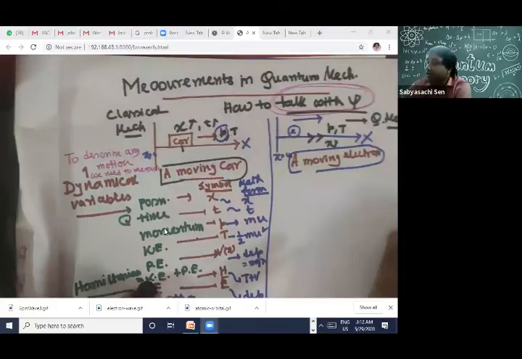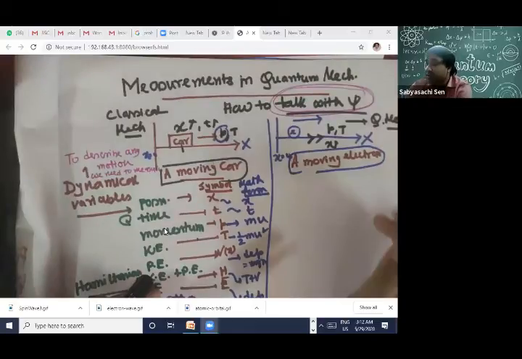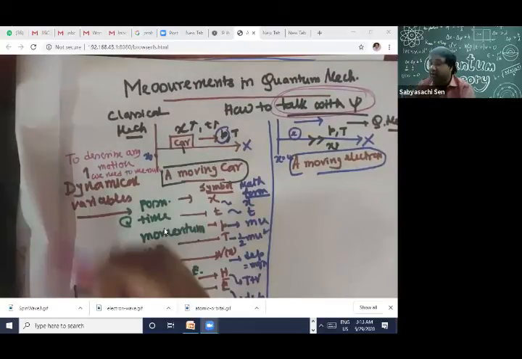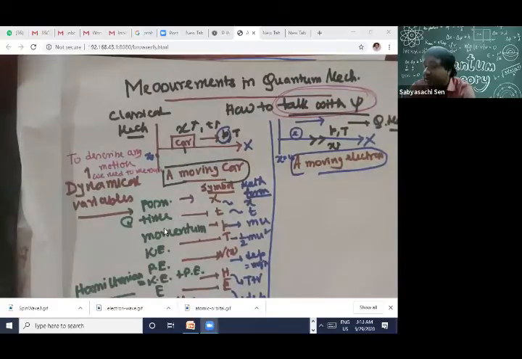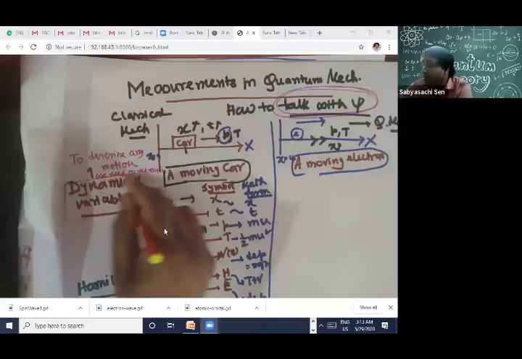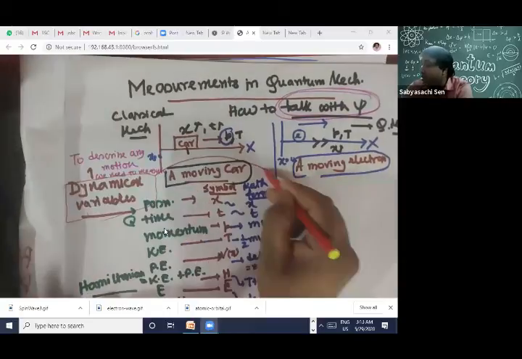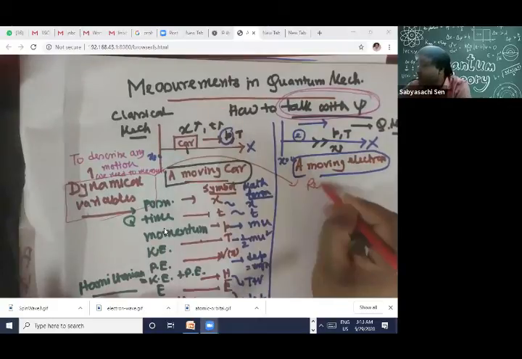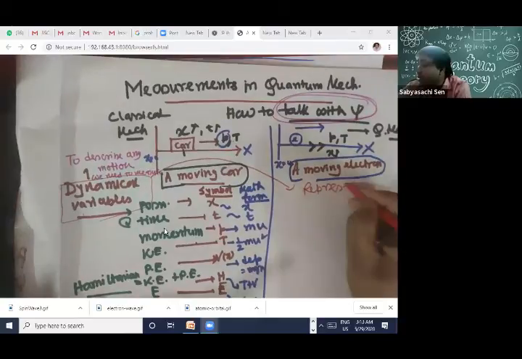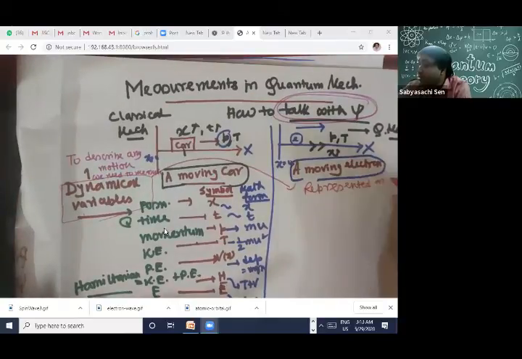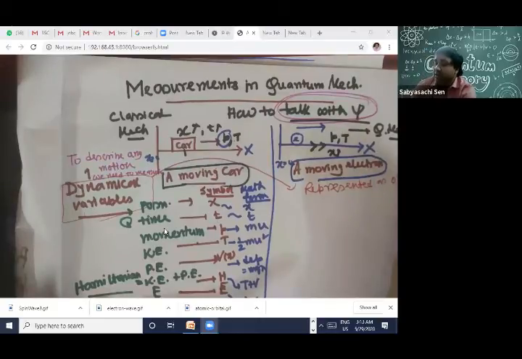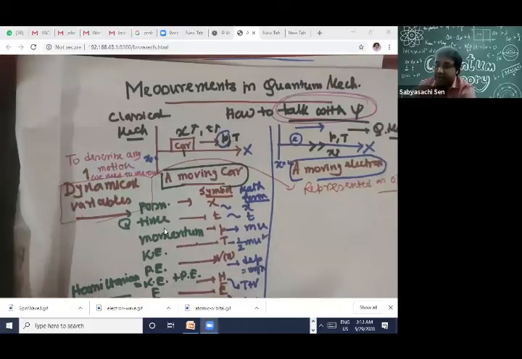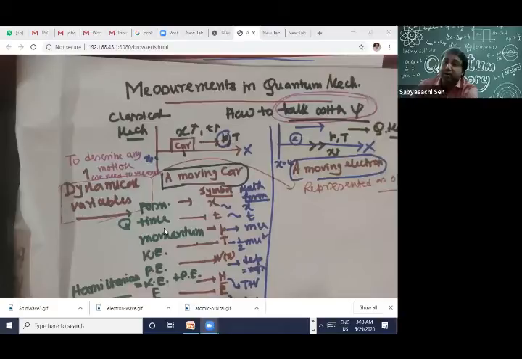So how do you talk in the language of operators? All these dynamical variables, whatever I have listed here, will now be represented as operators in quantum mechanics, because every operator is a language of talking with psi. As I told you, all the information is known to psi. Psi is a function. You talk with psi in the mathematical language, which means the language of operators.